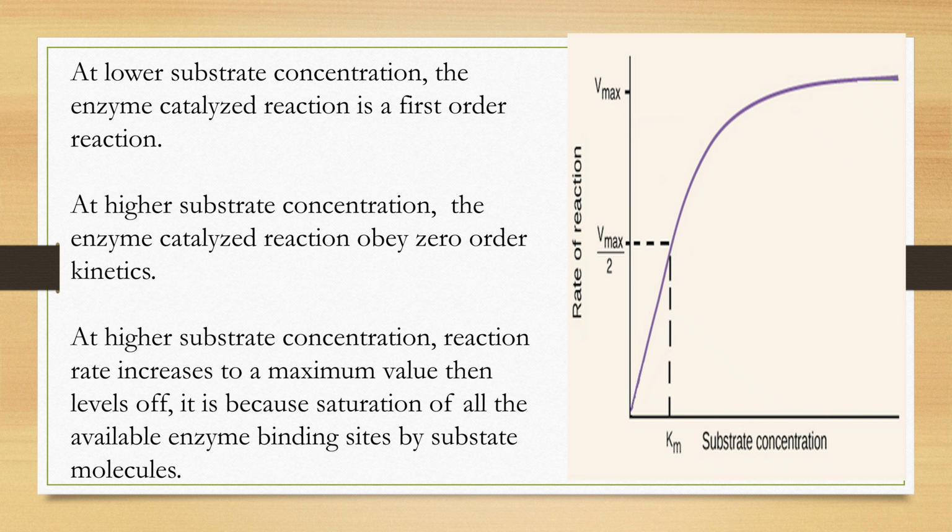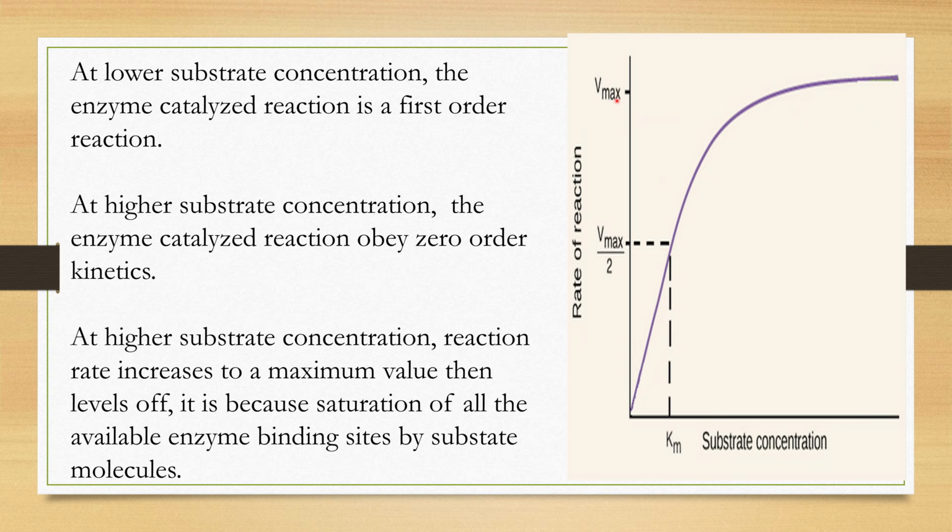So here we are studying rate of reaction versus different substrate concentrations. At lower substrate concentration, the enzyme catalyzed reaction shows first order kinetics. At higher substrate concentration, the enzyme catalyzed reaction obeys zero order kinetics. Or you can say that at lower substrate concentration, your rate of reaction depends on your substrate concentration. At higher substrate concentration, your rate of reaction doesn't depend on your substrate concentration. The rate or the velocity of the reaction reaches a value Vmax. After that, if you increase the substrate concentration, your rate of reaction is not increasing.